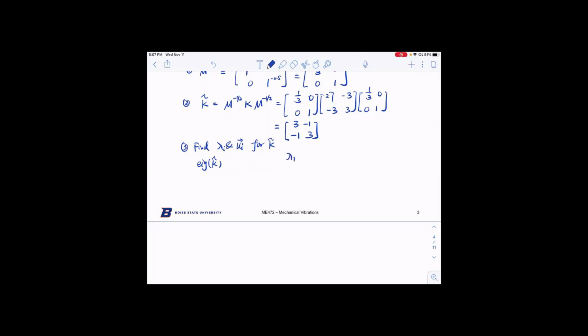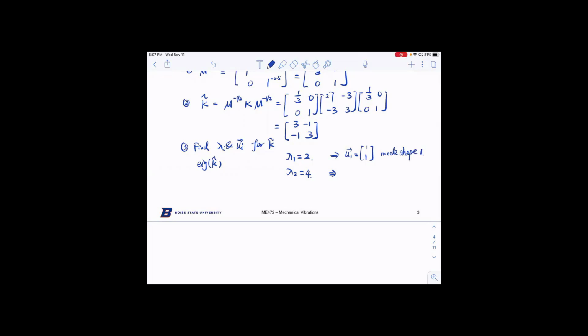So lambda 1 will be 2, and lambda 2 will be 4. So then you can calculate your eigenvectors. Your U1 will be [1, 1]. That's your mode shape 1.